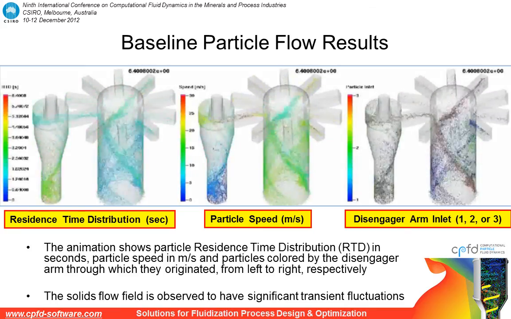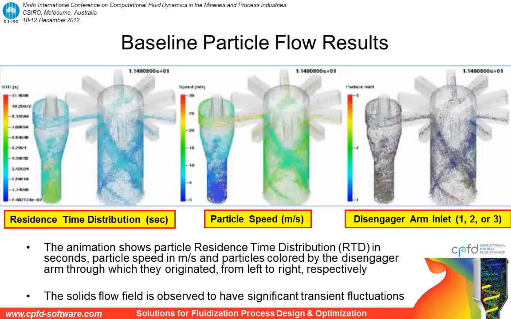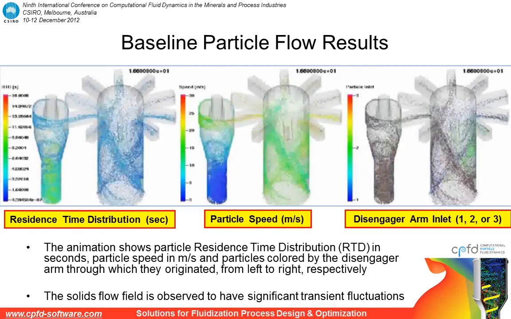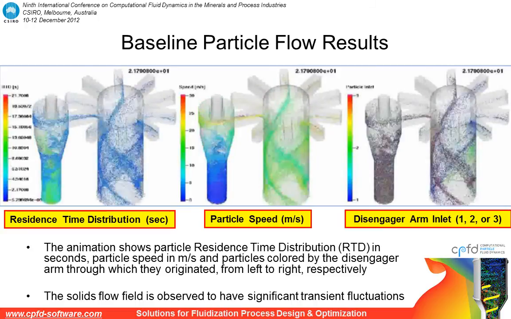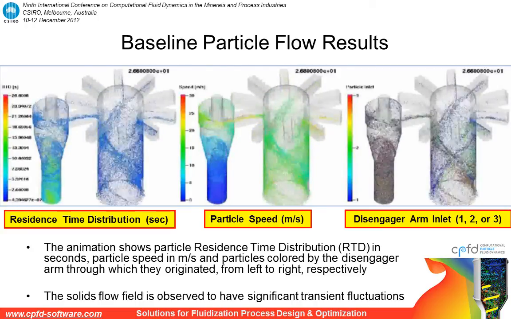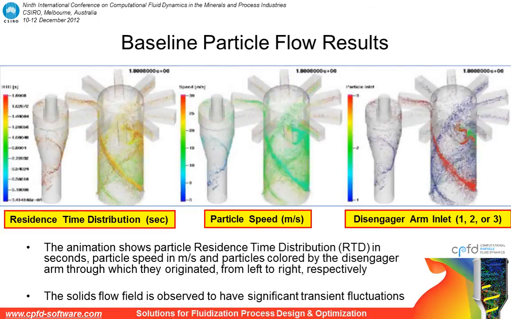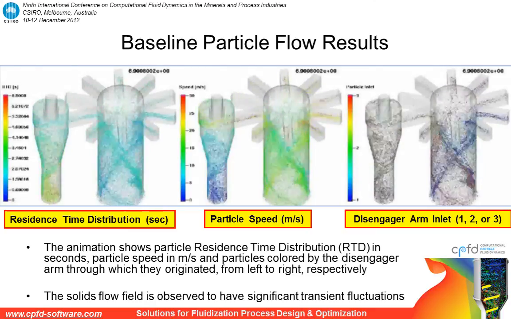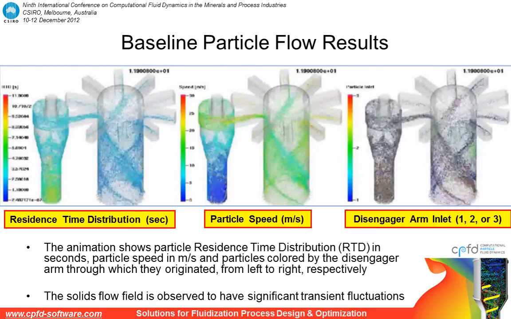Here we're looking at the baseline particle flow results. You can see the residence time distribution on the left, then particle speed, and then particles colored by the disengager arm inlet, either inlet 1, 2, or 3.